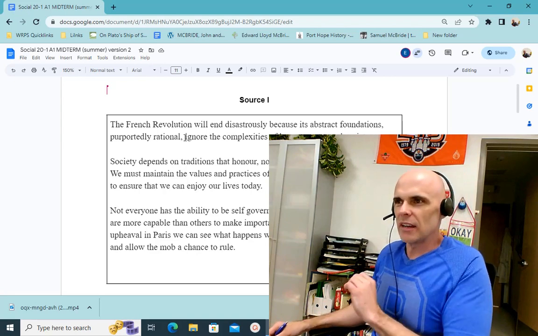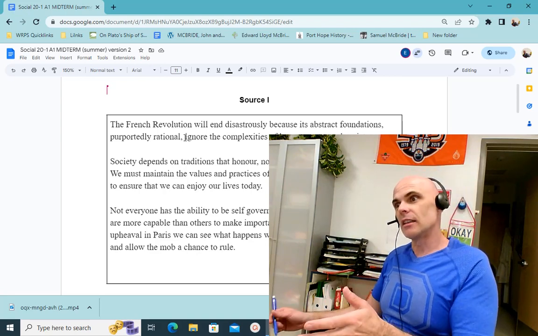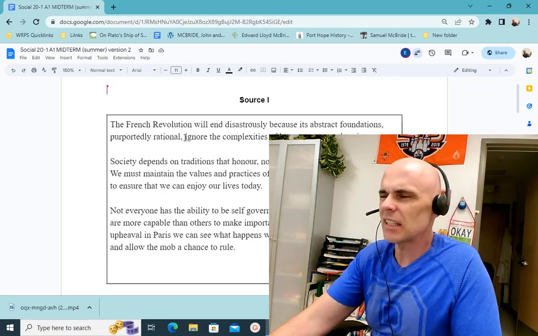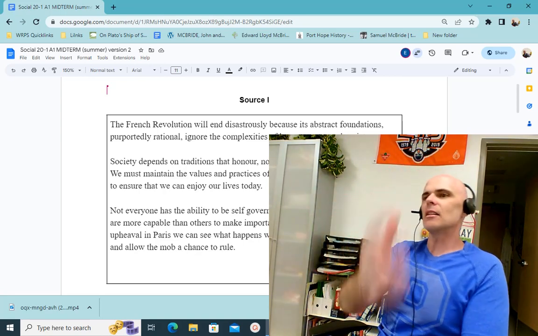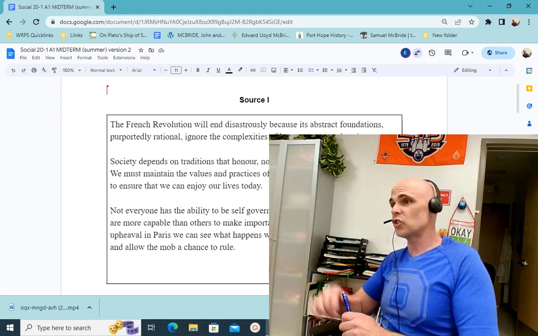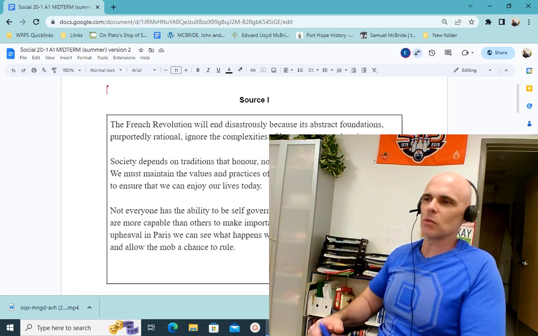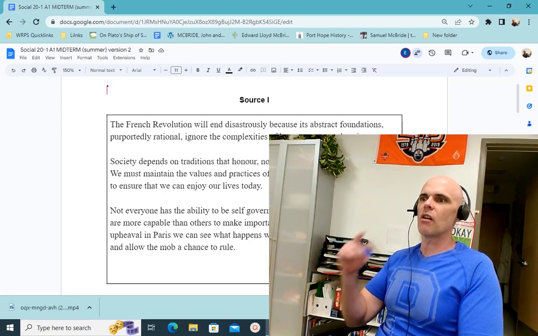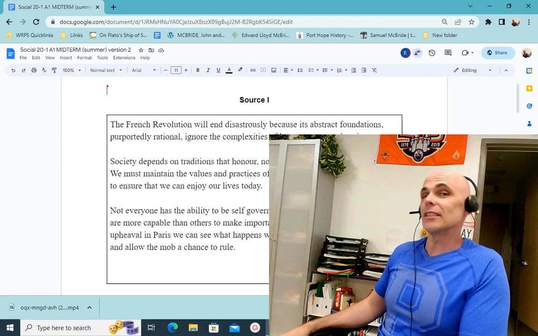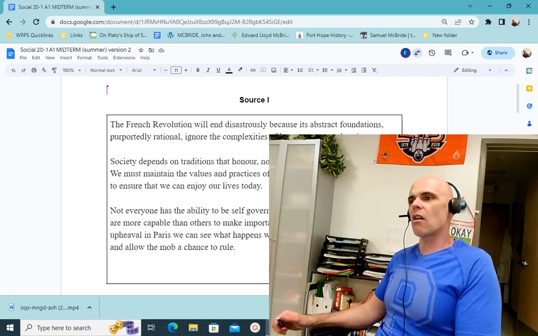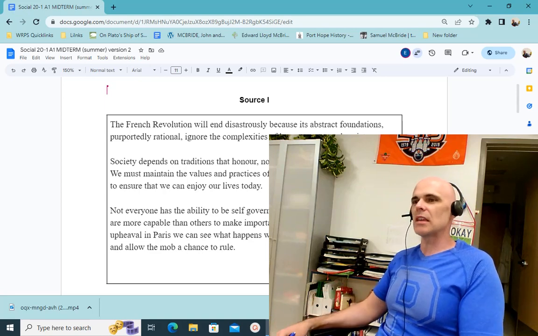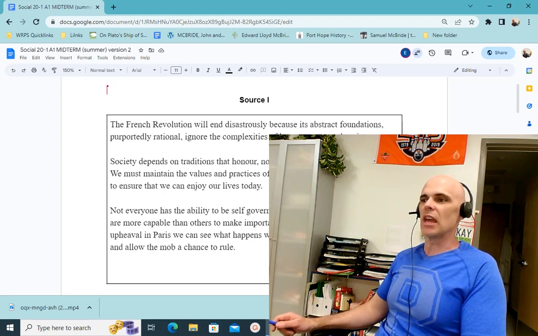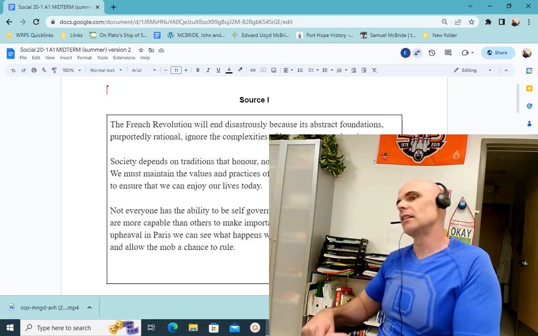The French Revolution will end disastrously because its abstract foundations, purportedly rational, ignore the complexities of human nature and society. Society depends on traditions that honor, not ignore, the great chain of being. We must maintain the values and practices of our ancestors who made sacrifices to ensure that we can enjoy our lives today. Not everyone has the ability to be self-governing. There are some among us who are more capable than others to make important decisions. Looking at the upheaval in Paris, we can see what happens when we deviate from our traditions and allow the mob a chance to rule.